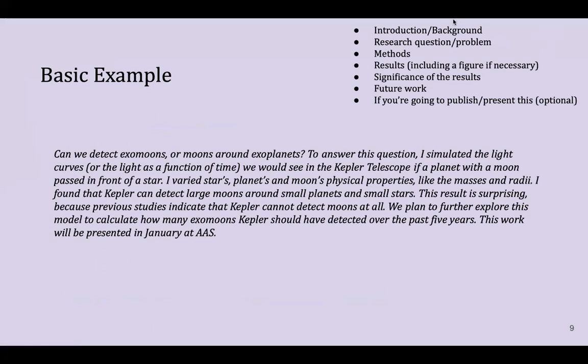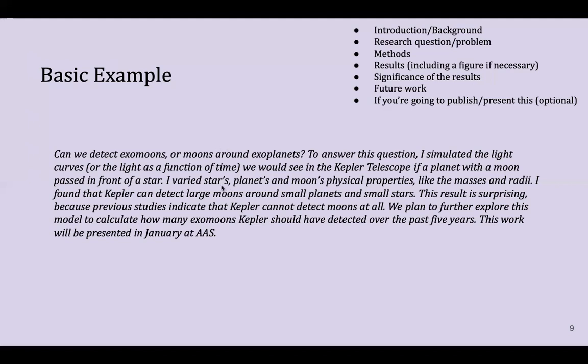Again, I have the elements up here. This is the example that's actually on our website. All of these are on our website, but this is the submission page. So the first sentence is, can we detect exomoons or moons around exoplanets? Boom, research question. To answer this question, I simulated the light curves, or the light as a function of time, we would see with the Kepler telescope if a planet with a moon passed in front of the star. So it's the methods there.